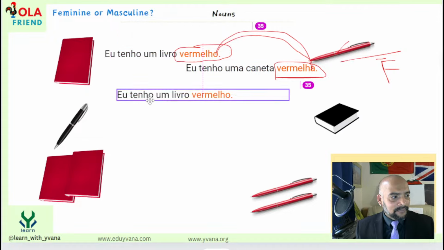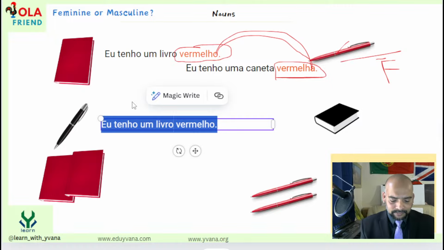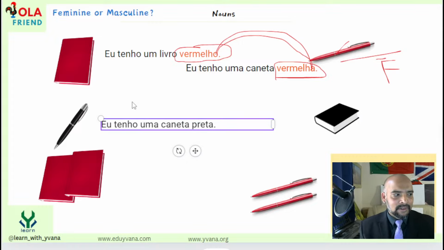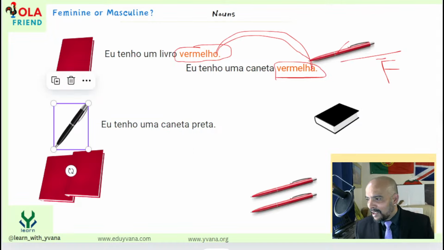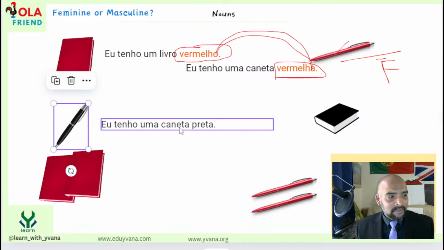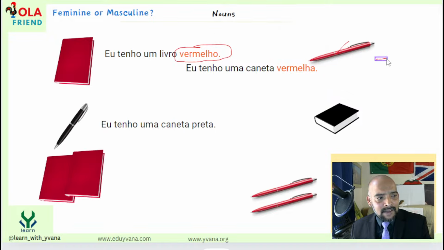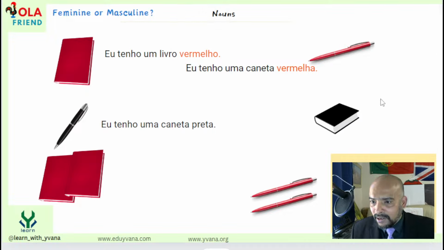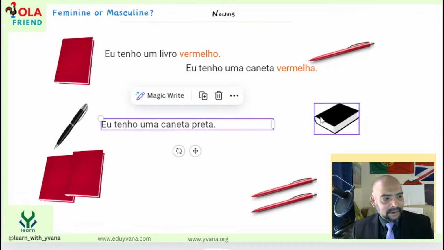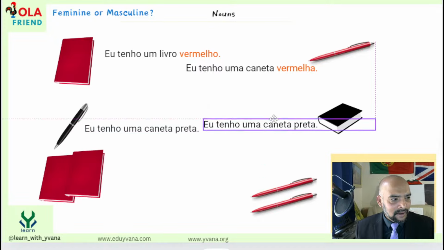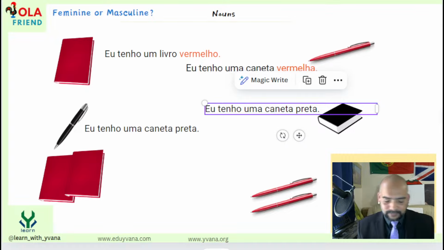Similarly, how can you say that I have a black pen? Eu tenho uma caneta, right? Then again, we need preta, because caneta is a feminine word. So we have to say eu tenho uma caneta preta. Okay? So here vermelha, here preta. These nouns we have to practice a lot so that they come to mind when we need them, right? Eu tenho uma caneta preta. That's perfect. And if you have to say that I have a black book, then how can you say it? Let's try.